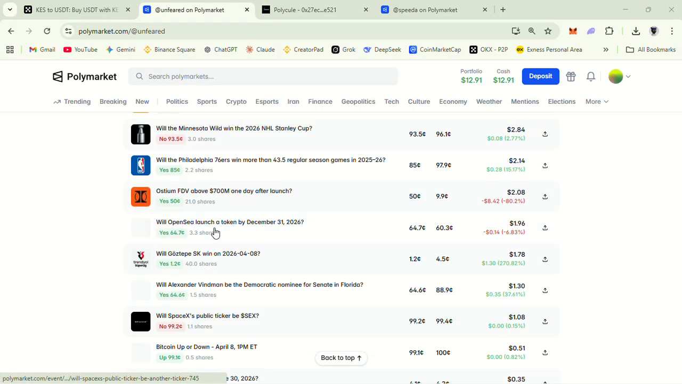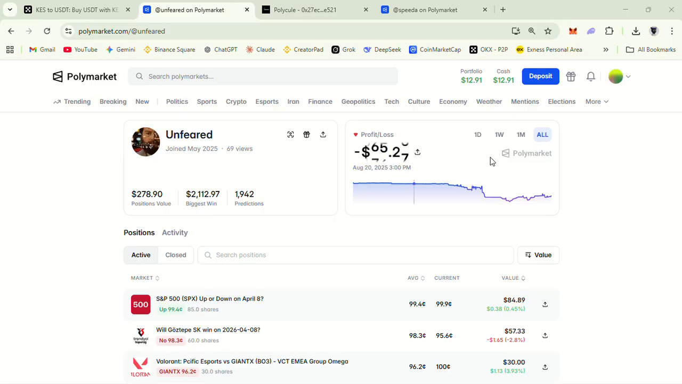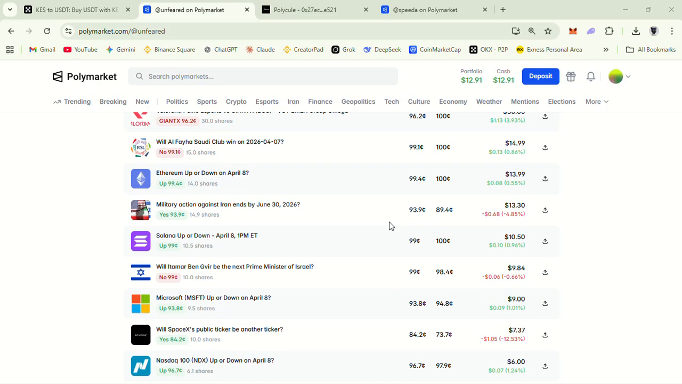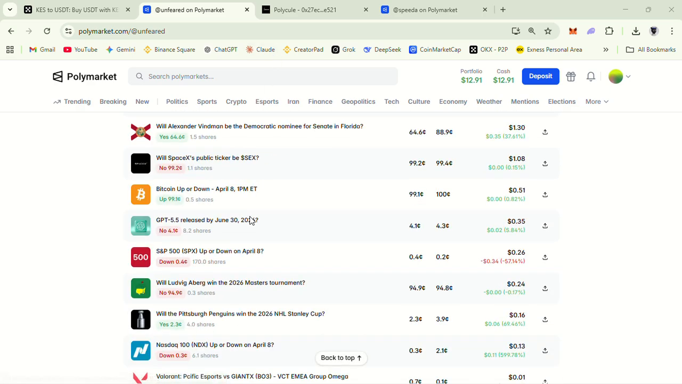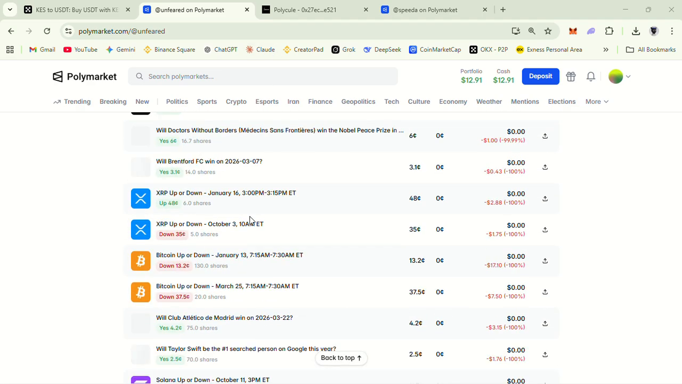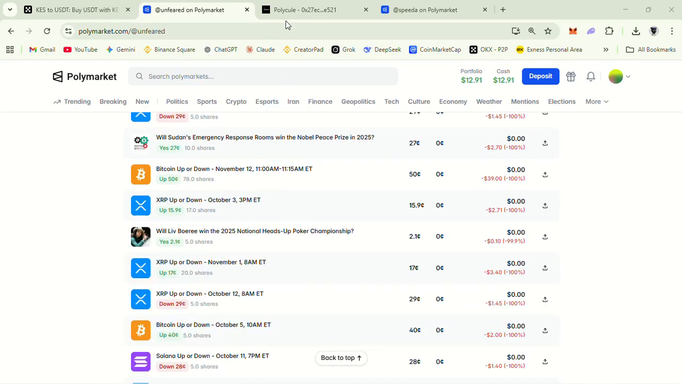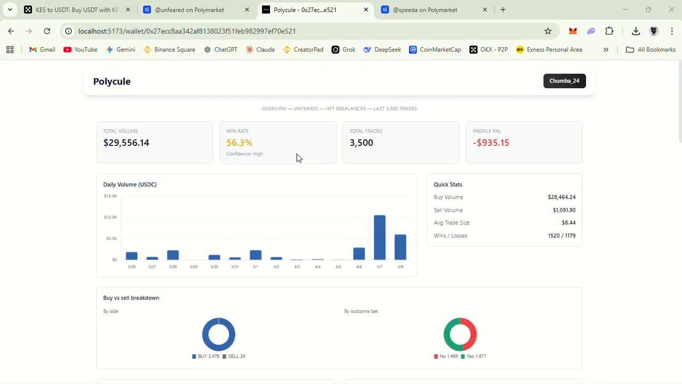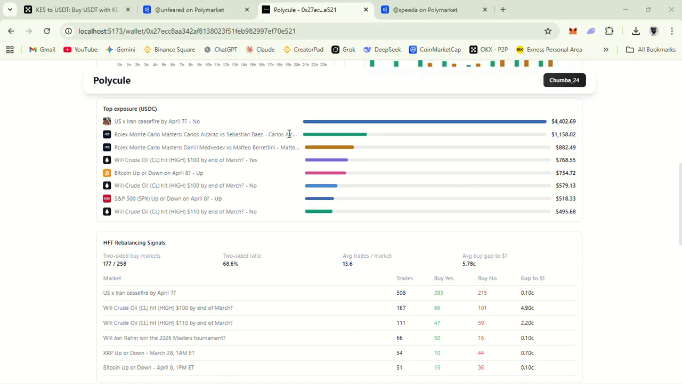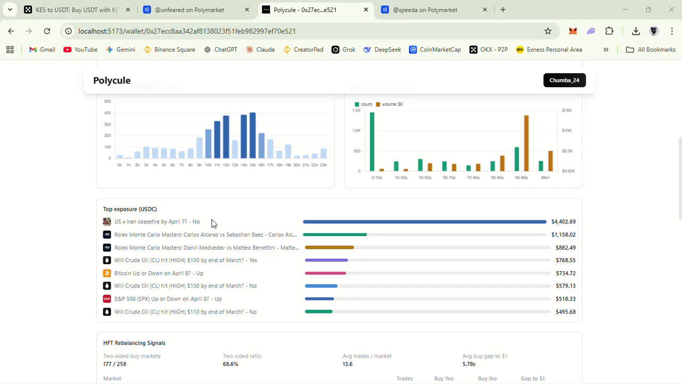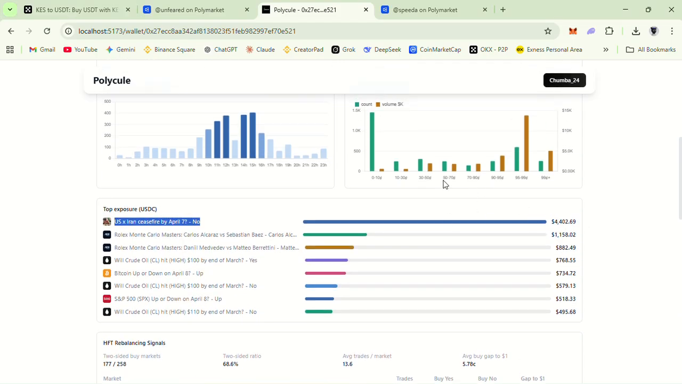So if you check this wallet example, he has a lot of positions. You can see the person is quite losing on this one. But when we go to the dashboard, once the data has been analyzed, we can check out the output. And here it is. You can see all the data of what the person has traded. You can see what the person has traded with the most amount of money.